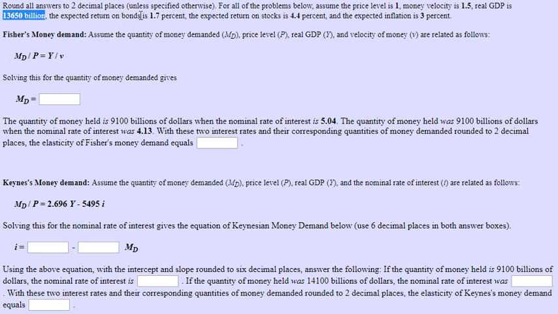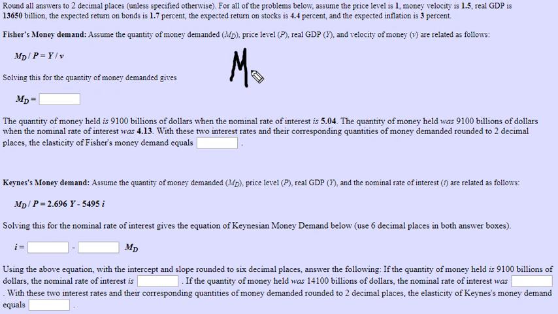The expected return on bonds is 1.7%. The expected return on stocks is 4.4%. And the expected inflation rate is 3%. Now, this looks familiar. What I'm calling Fisher's money demand looks familiar because it is a rearrangement of the equation of exchange.